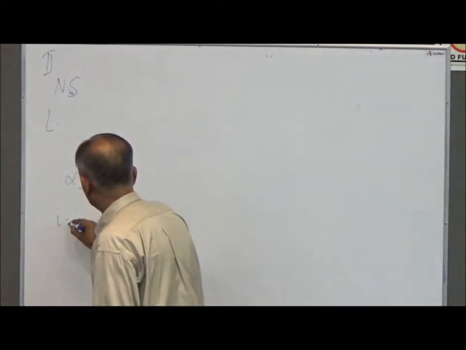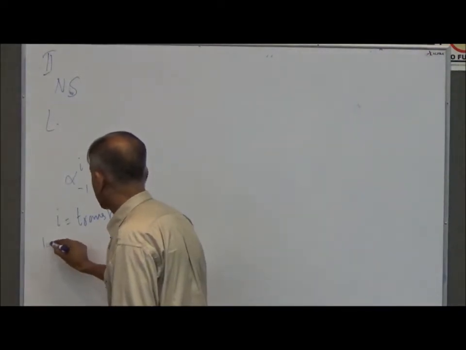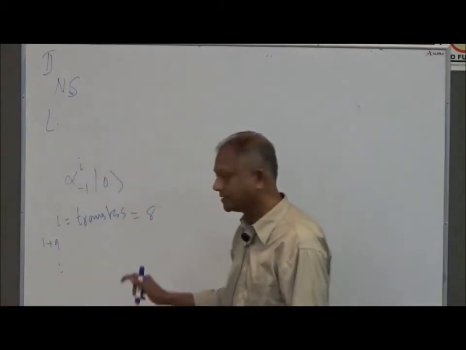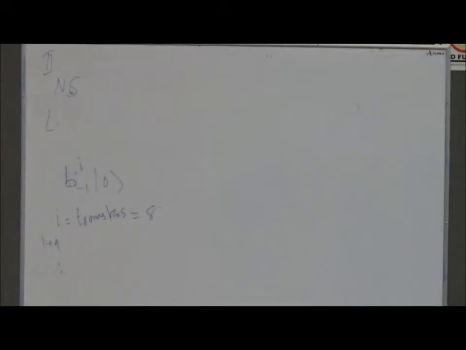So this index i is in the transverse direction. And how many of them are there? In 1+9 dimensions, the transverse directions are 8, right? So this is 8 dimensions. Sorry? The fermionic oscillators, yes, ψ^i. I think usually we call them b^i_{-1/2}. Yeah, the frequency is 1/2. So b^i_{-1/2} acting on the ground state. So there are 8 of them.